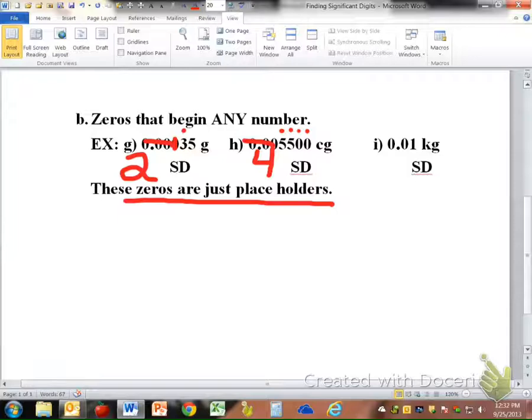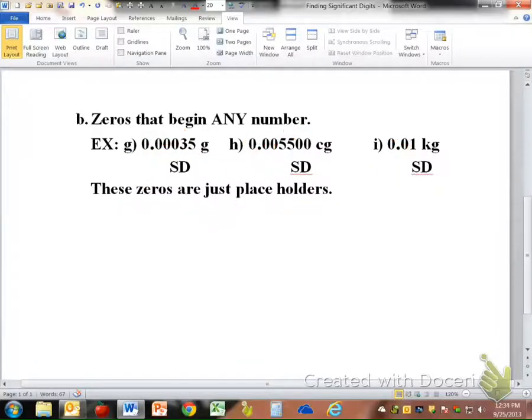All right, how many significant digits do you think are in I? 0.01. Zeros at the beginning of any number do not count. Therefore, this measurement of 1/100th of a kilogram has 1 significant digit. And really, that is all there is to it.